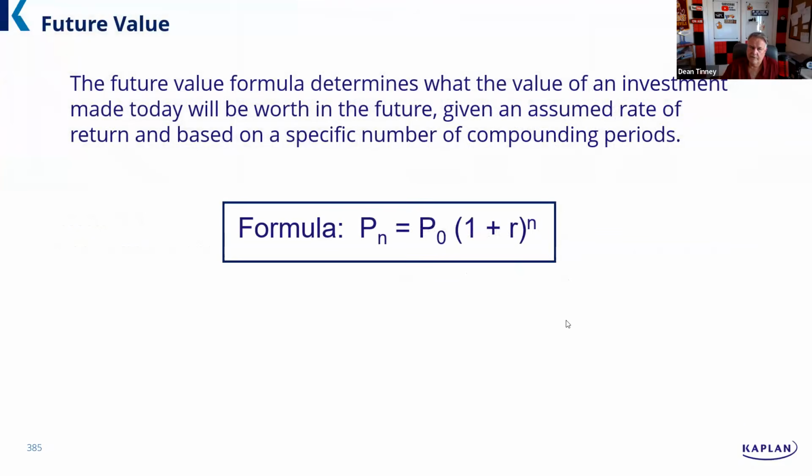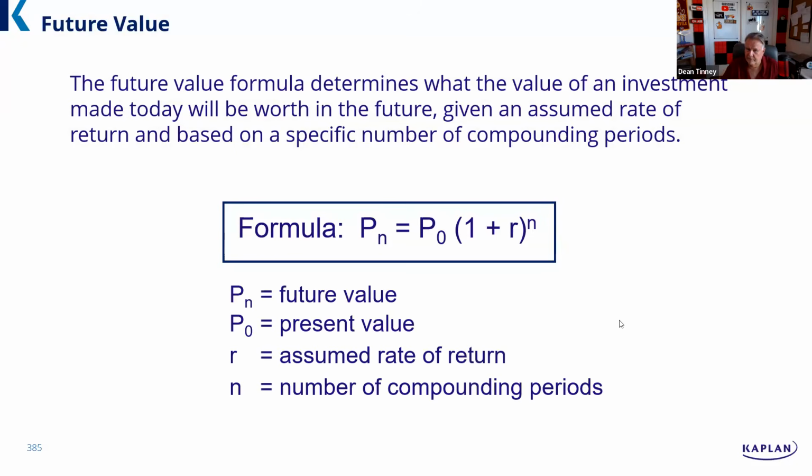So here, this is the formula for future value. Future value determines what an investment made today will be worth at some future date, given an assumed interest rate of return and based on a number of compounding periods.